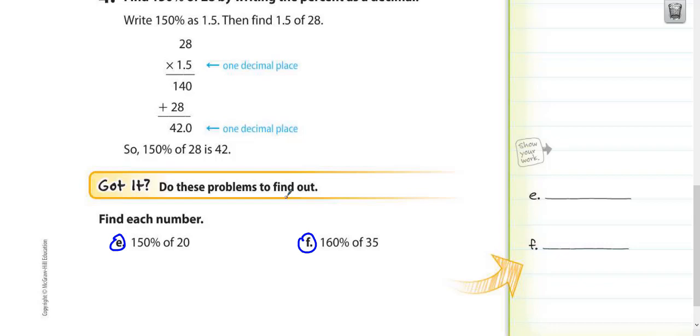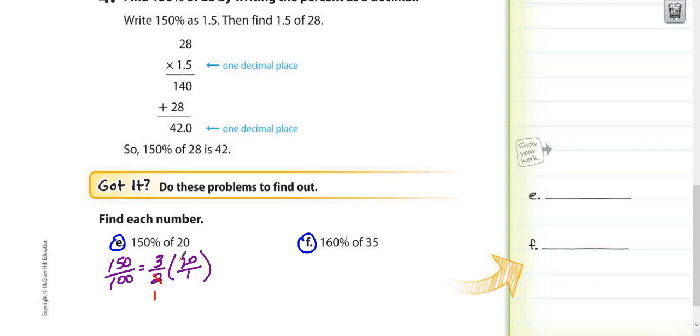Okay, so for problem E, let's do this one as a fraction. So we have 150 over 100. 150% is 150 out of 100. Let's simplify those. I can see 50 goes into both of them. 50 goes into 150 3 times. 50 goes into 100 2 times. So I have 3 halves times 20 over 1.